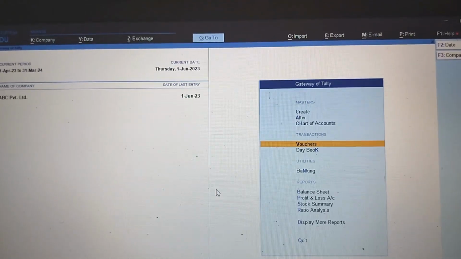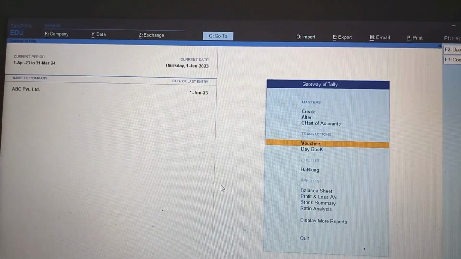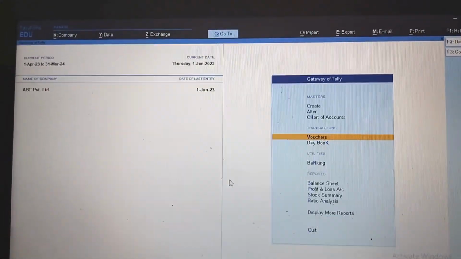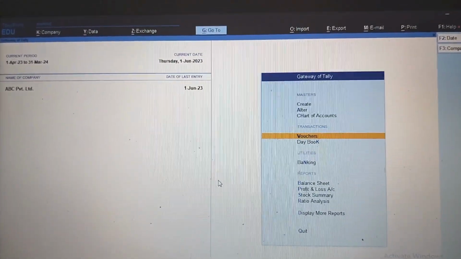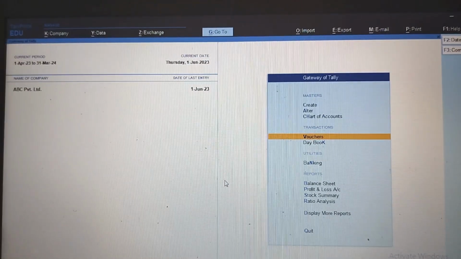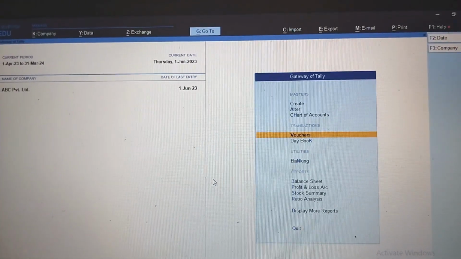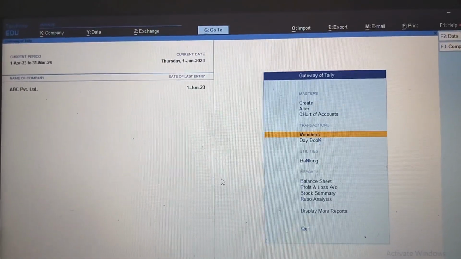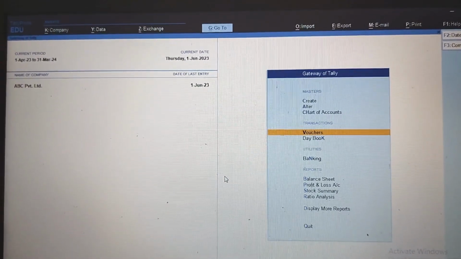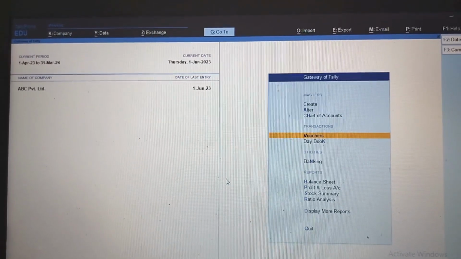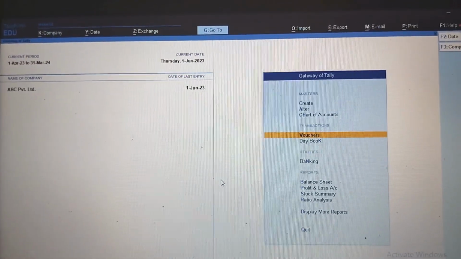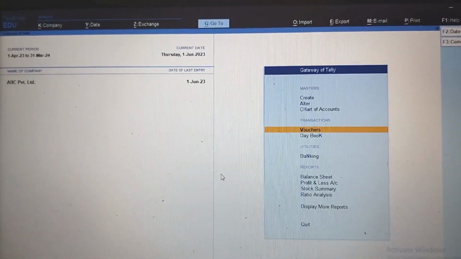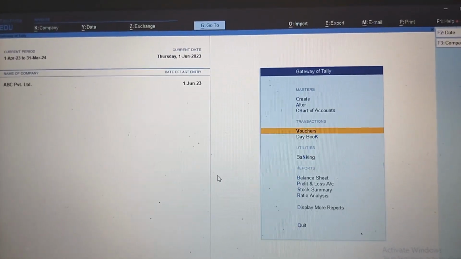So journal voucher is a type of voucher where cash and bank is not involved. When there is an inter-account adjustment or a depreciation entry, for all these we record the entries under journal voucher. If none of the accounts affected is cash or bank, then in that case we will use journal voucher. So let's see by way of an example.